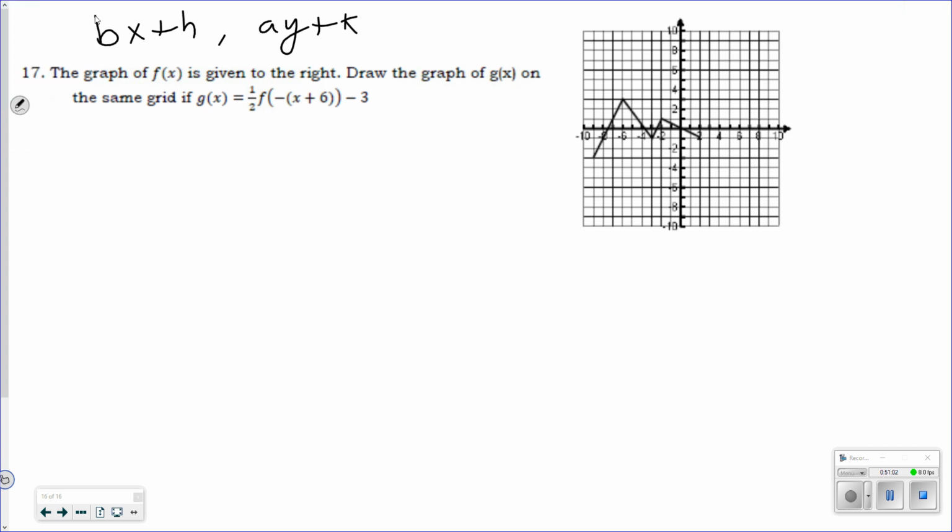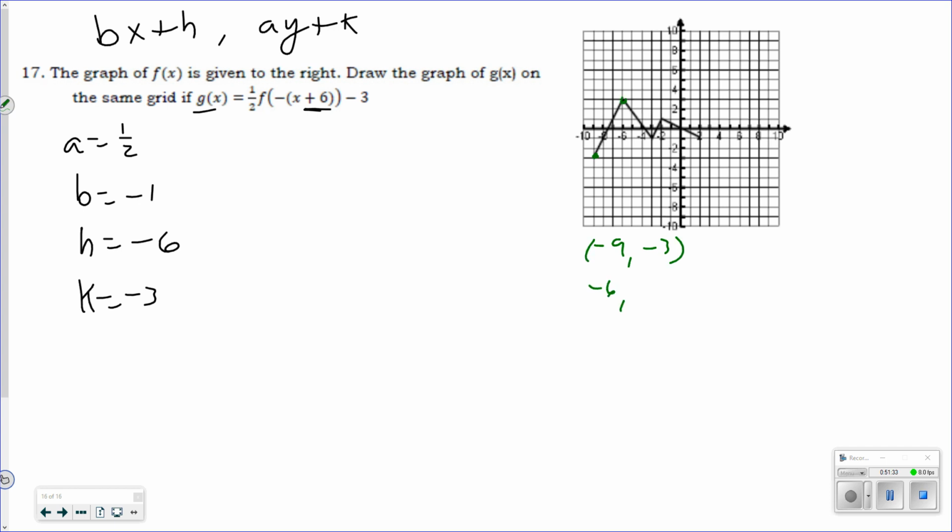So if I look at what I'm given here, let's finish on this problem. So this g of x, I know that a is 1/2, b is -1, h is -6 because x plus 6, k is -3. And I want to transform this graph, so I'm going to pick the important points on this graph. That one was -9, -3, -6, 3, -3, -1, -2, 1, and 2, -1. All right, that's what I have.